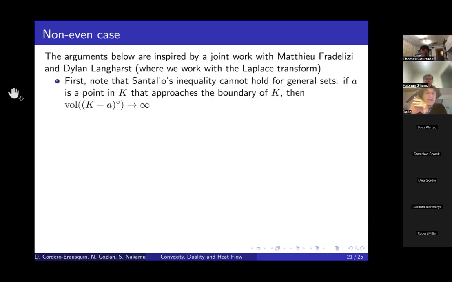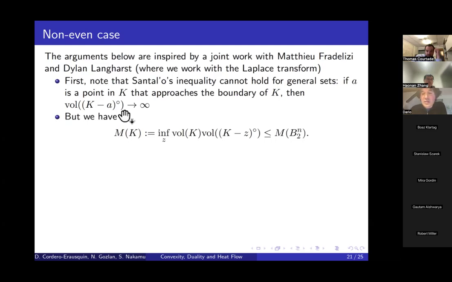So the first thing is that, of course, the Santaló inequality cannot hold if you don't assume anything, because there is this particular role of 0. For instance, if the origin is not in your convex set, just by Hahn-Banach, you can separate it with a half space. And of course, you will have a full half space in the polar, right? So you must make some kind of assumptions. Just having 0 in the interior is not enough, because as I say here, you can make the volume tend to infinity by just translating your convex set.